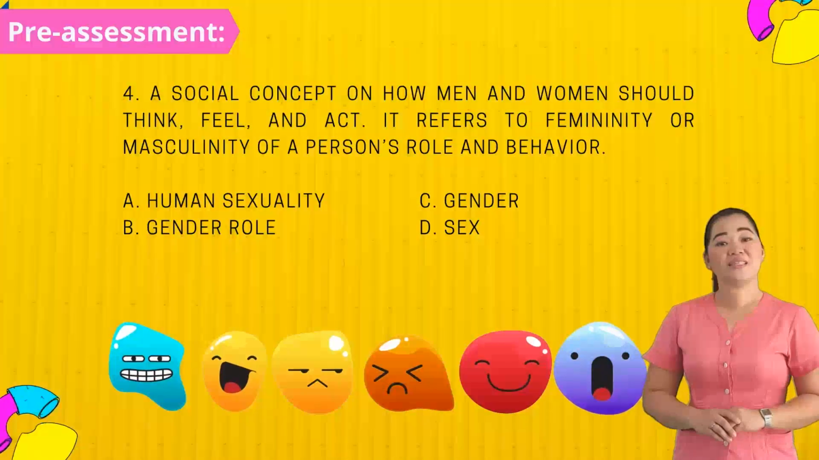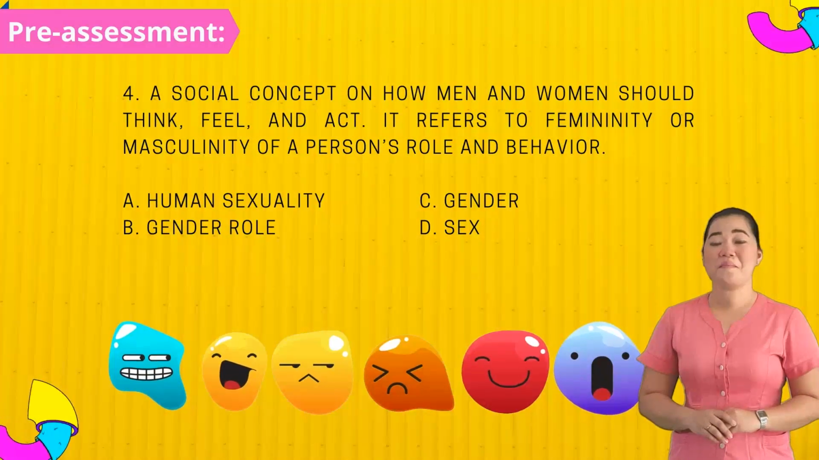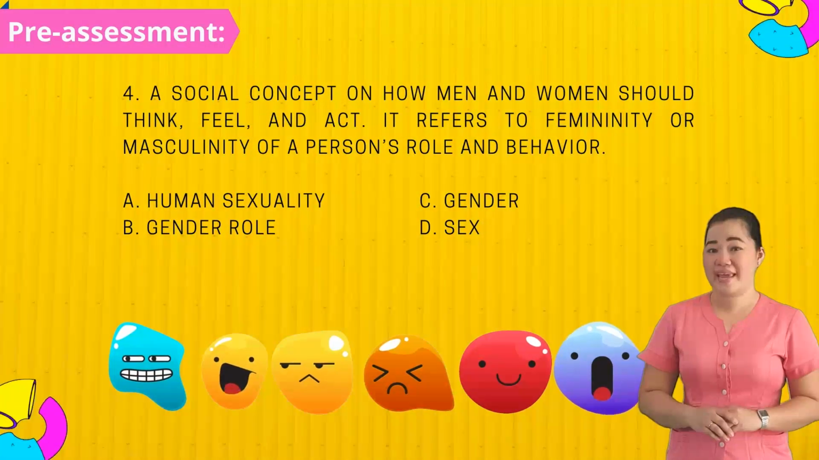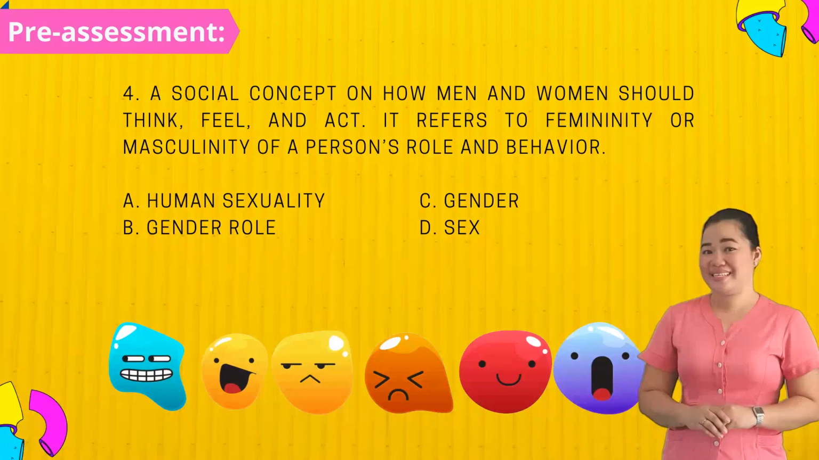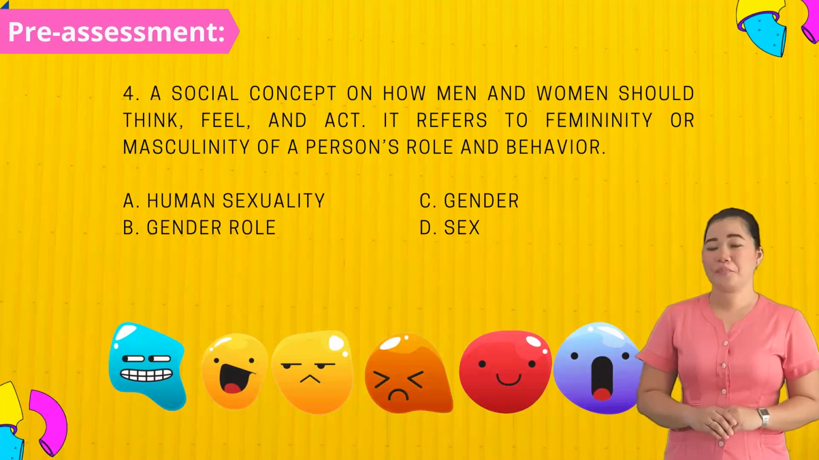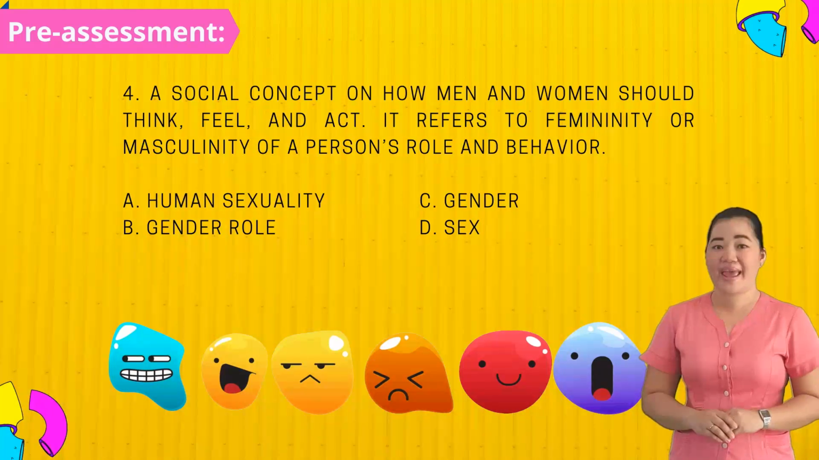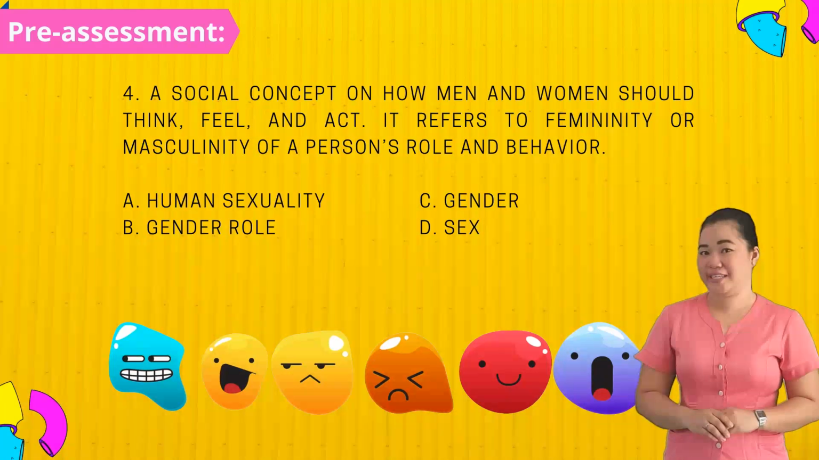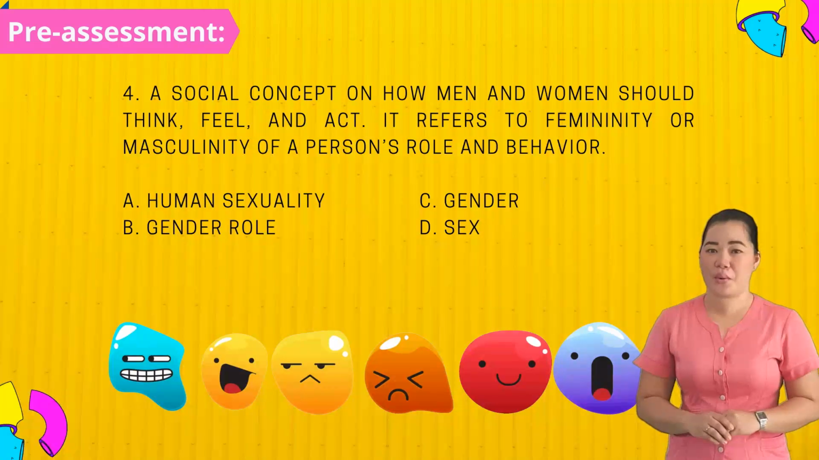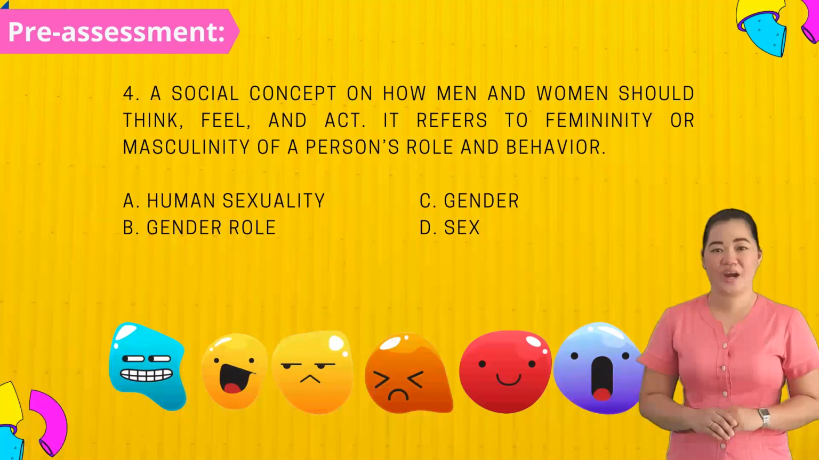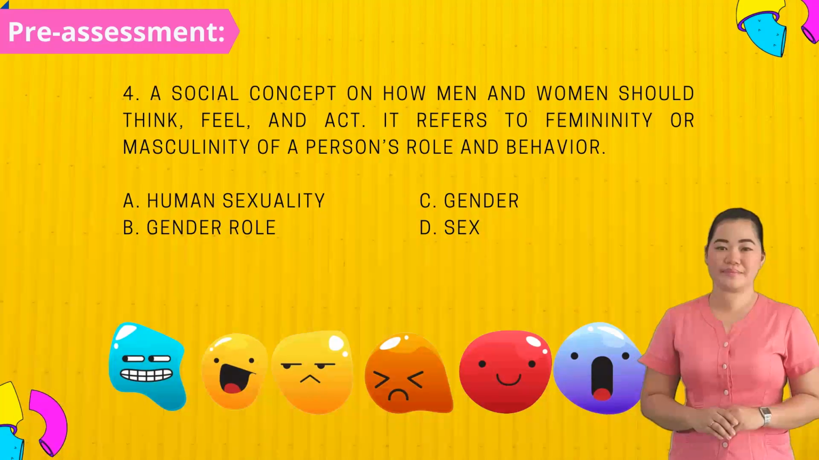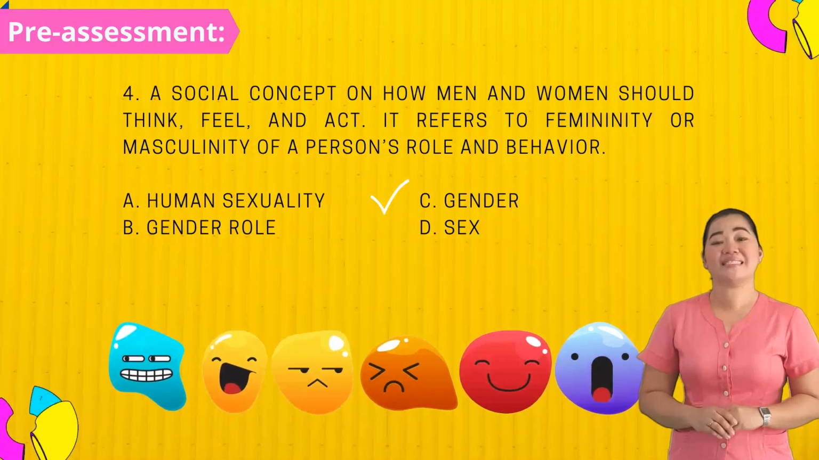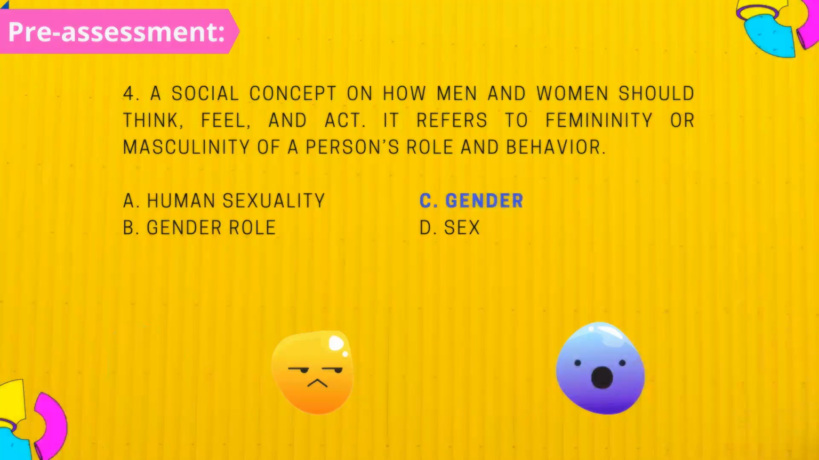Number four, a social concept on how men and women should think, feel, and act. It refers to femininity or masculinity of a person's role and behavior. A. Human sexuality, B. Gender role, C. Gender, or D. Sex. The answer is C. Gender.